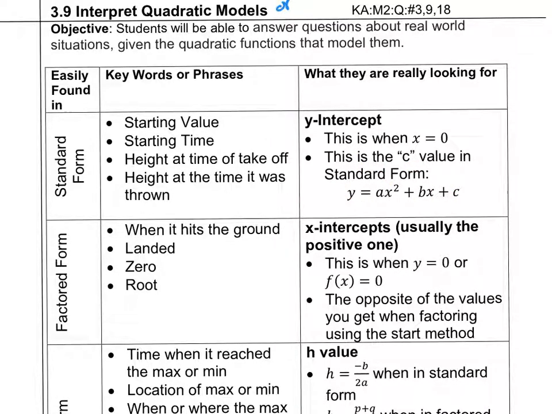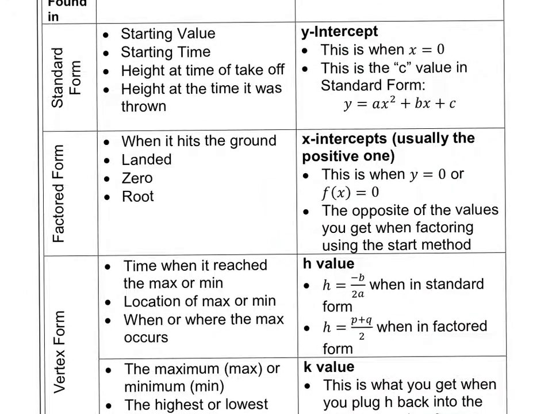It's the y-intercept. Remember, we said that it's easiest to find the y-intercept if it's in standard form, and that makes sense because it's just this number all by itself. Okay, some keywords. So anything having to do with where it is at the start or at the beginning, or the height of something at the beginning, that's going to be the y-intercept. All right, next. What about if it says something like when it hits the ground, when it landed, a 0 or a root?